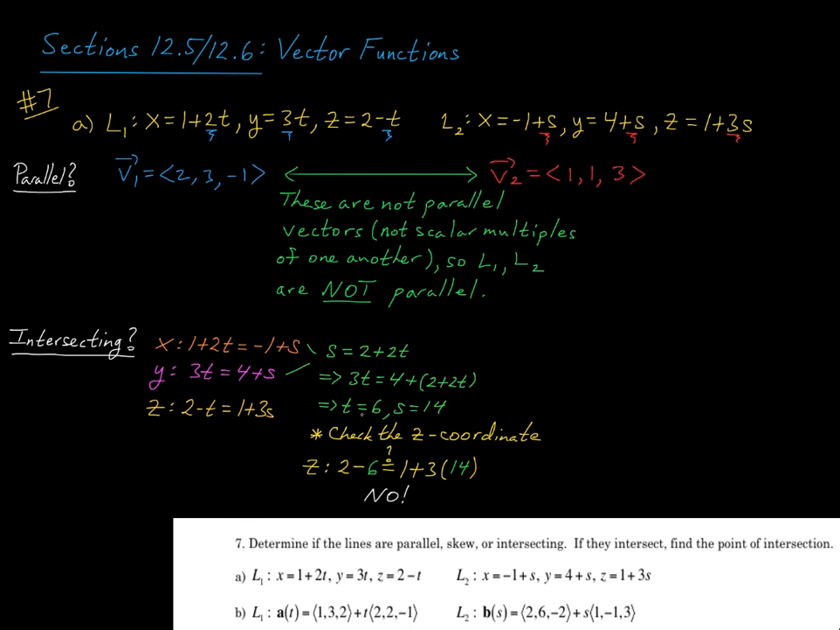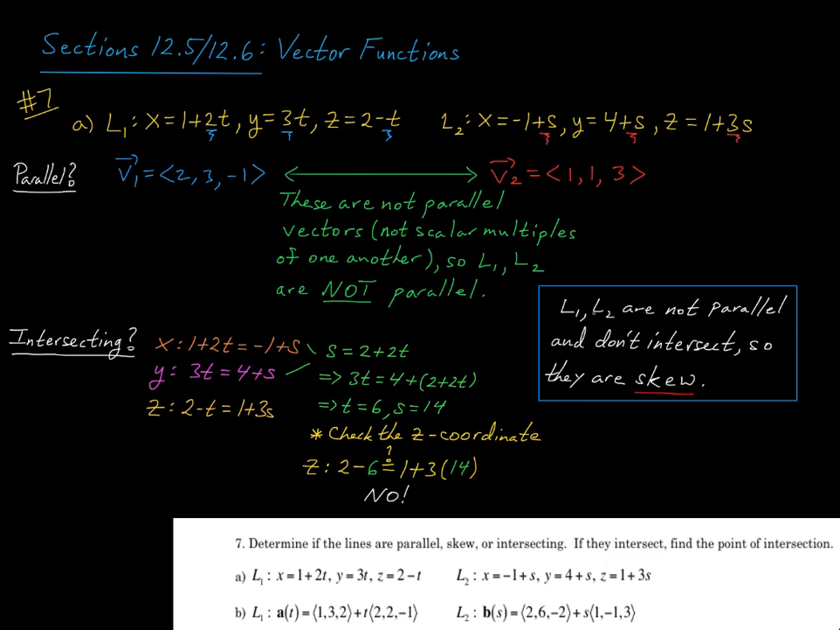So if there is a point of intersection, it'll have to occur for these values of the parameters, but we have to check all three coordinates. So here, right, we need to check the z coordinate. So plug 6 in for t and 14 in for s, and you'll notice, right, we do not have equality of z coordinates for L1 and L2 for these values of the parameter, and so our conclusion is that these lines do not intersect. So the lines are not parallel, and they don't intersect, so they're skew.